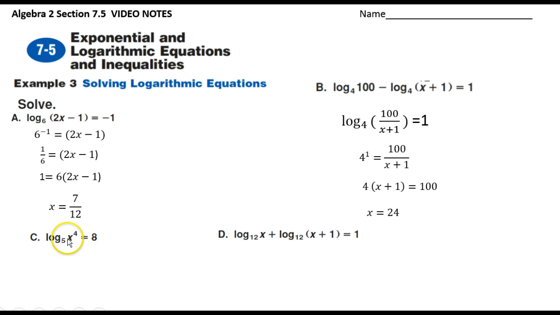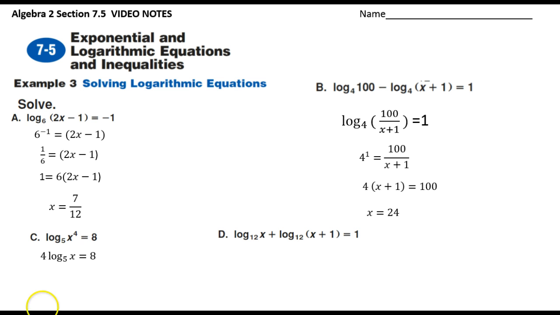Example C looks like it's almost a single log. We're almost to the point where we can just rewrite it in base form or exponent form. But this little 4 here is in the way. This exponent right here is in the way, so we're going to undo the exponent property, or the power property, from last night's lesson. And we're going to move the 4 to the front and rewrite it as 4 times log base 5 of x equals an exponent of 8.